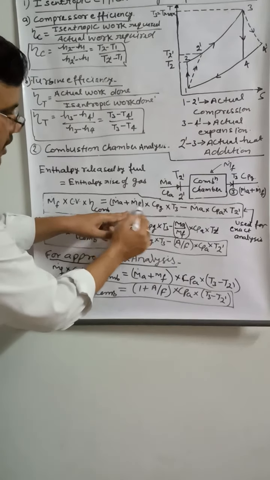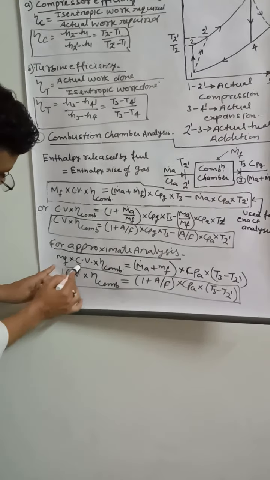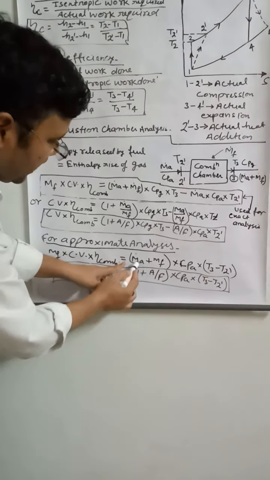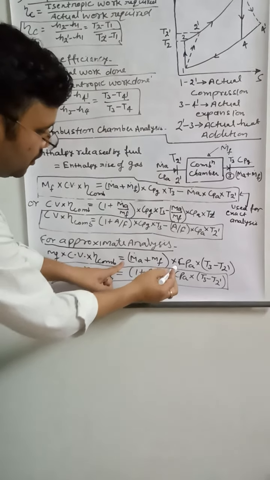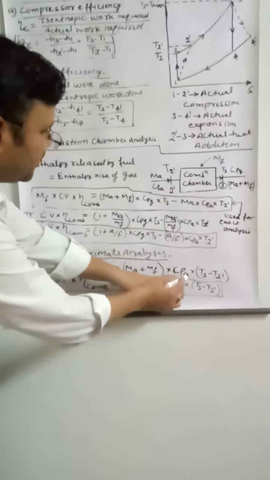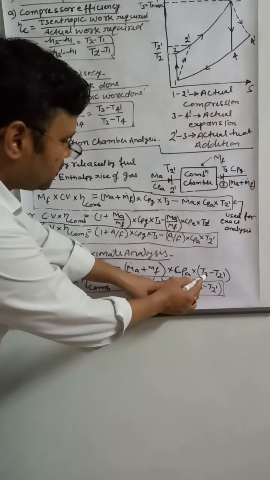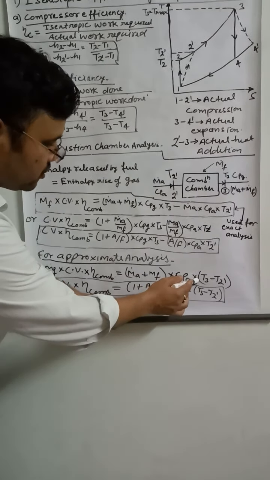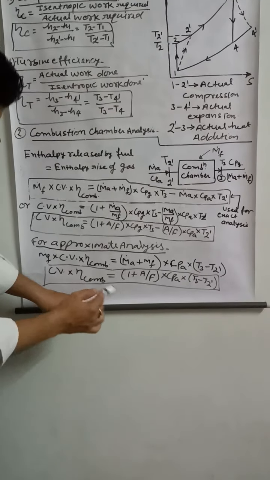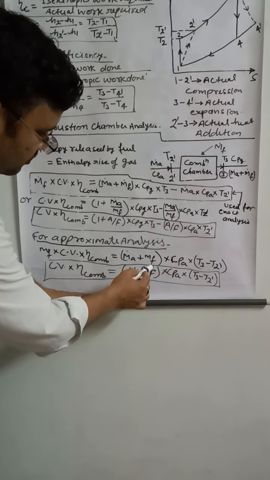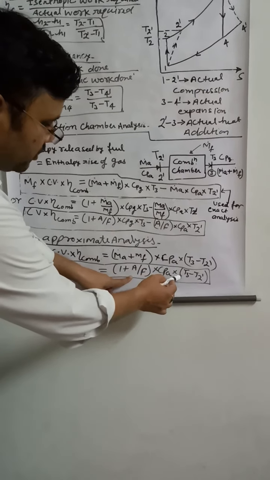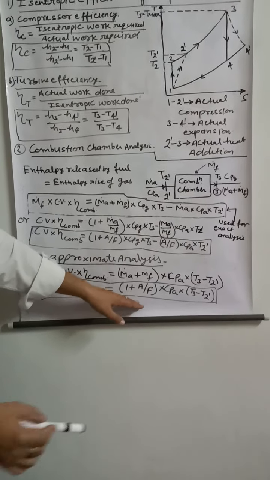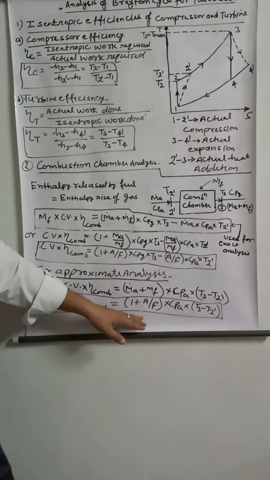So we can take it common from here. For approximate analysis, Mf into Cv into efficiency of combustion chamber is equal to Ma plus Mf into, taking Cpa common, we will get what? Into T3 minus T2 dash. Ma plus Mf Cpa T3 minus T2 dash, or in terms of air fuel ratio, 1 plus air fuel ratio into Cpa into T3 minus T2 dash. This is for approximate analysis and this is for actual or exact analysis, right?